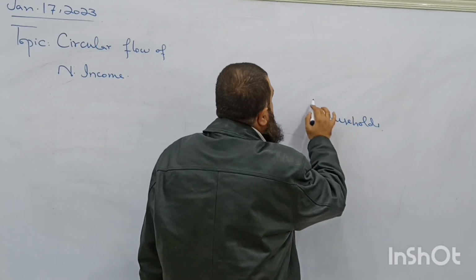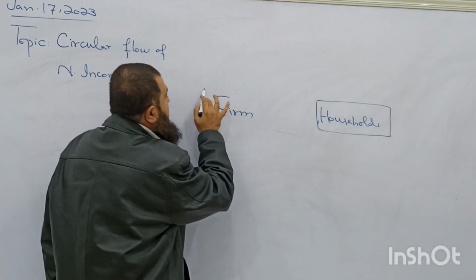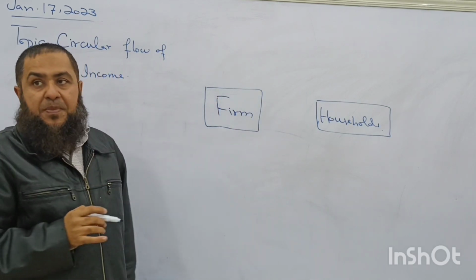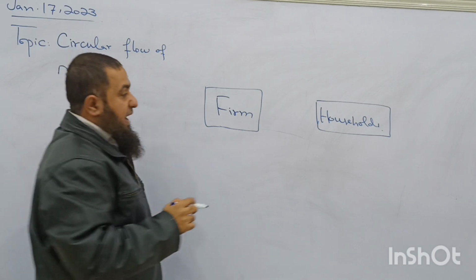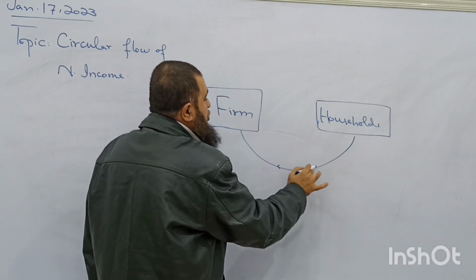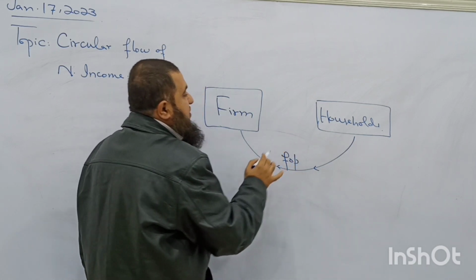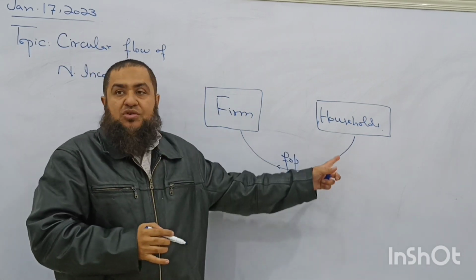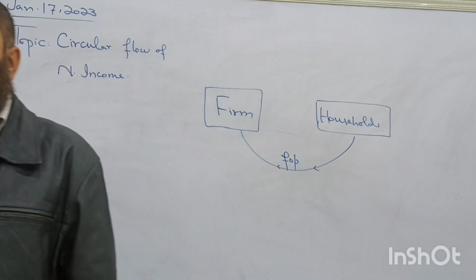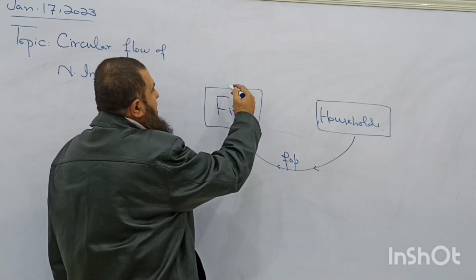What do we mean by household? They are the consumers, and the firm is the production unit. Every household sends all the factors of production to the firm. All factors of production are moving from the household side to the firm, where they are combined to produce output. So this is the combining unit.